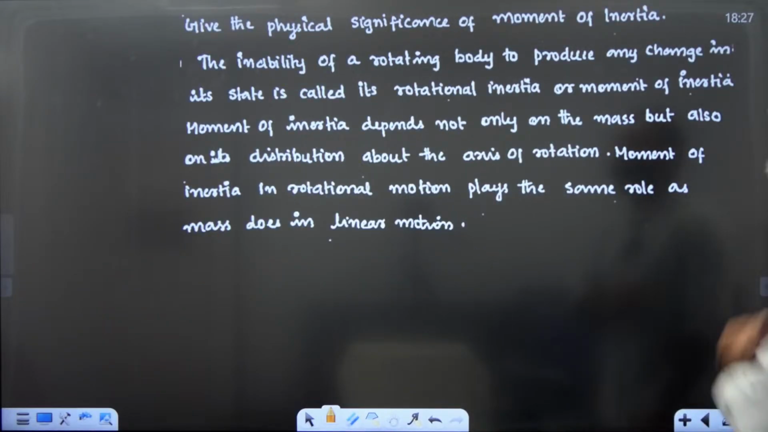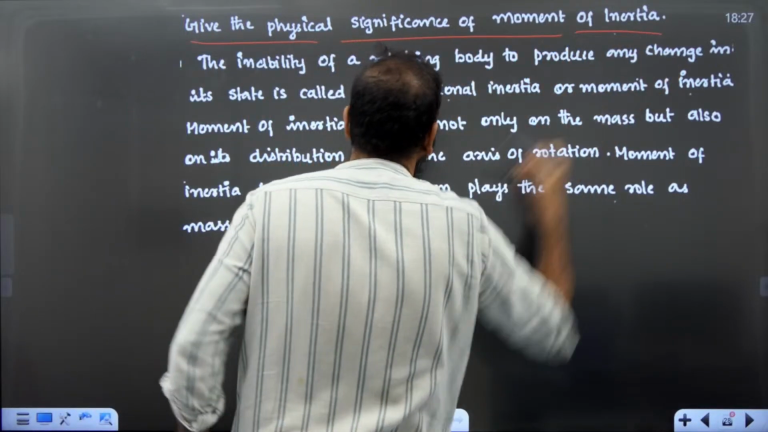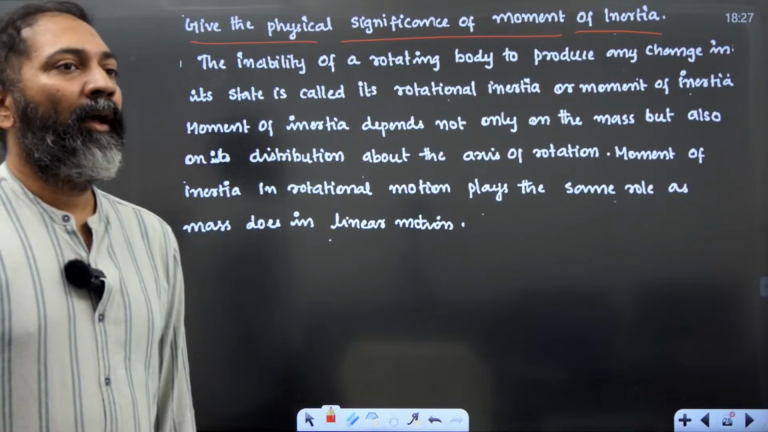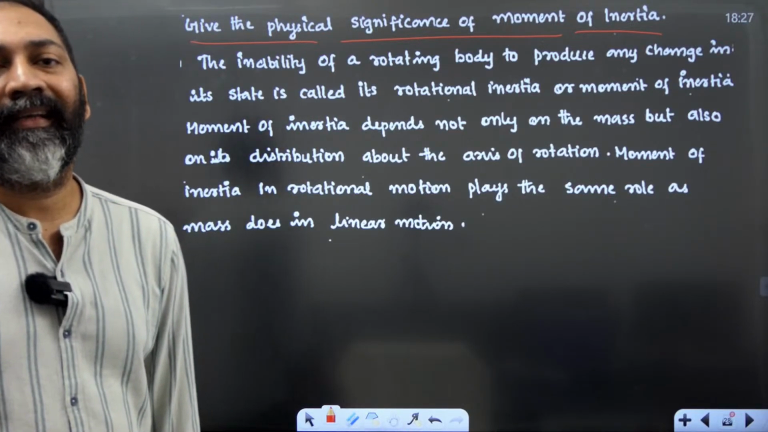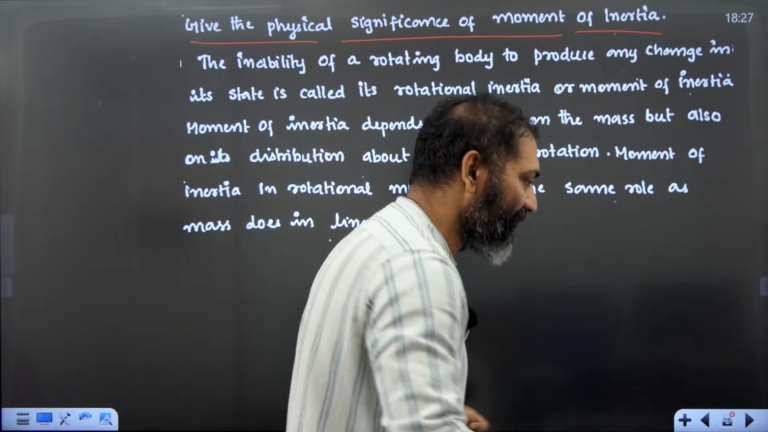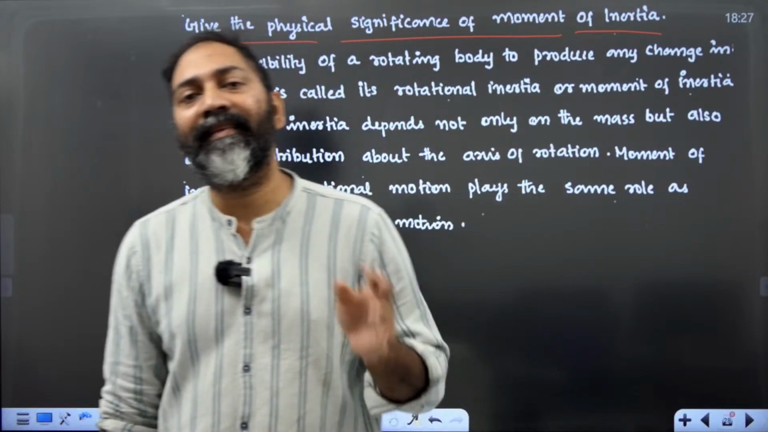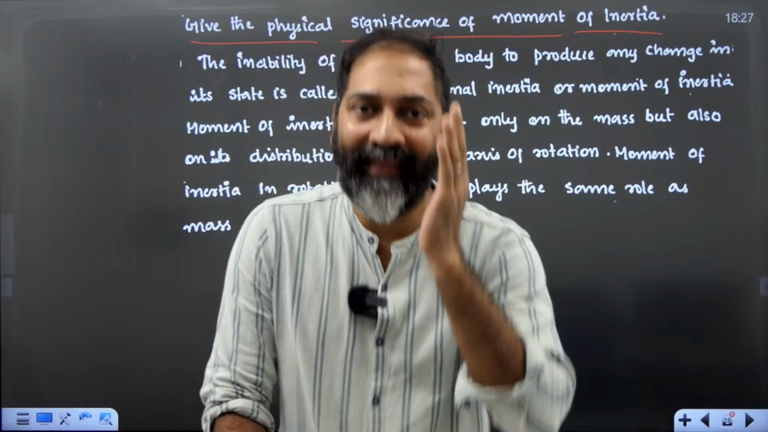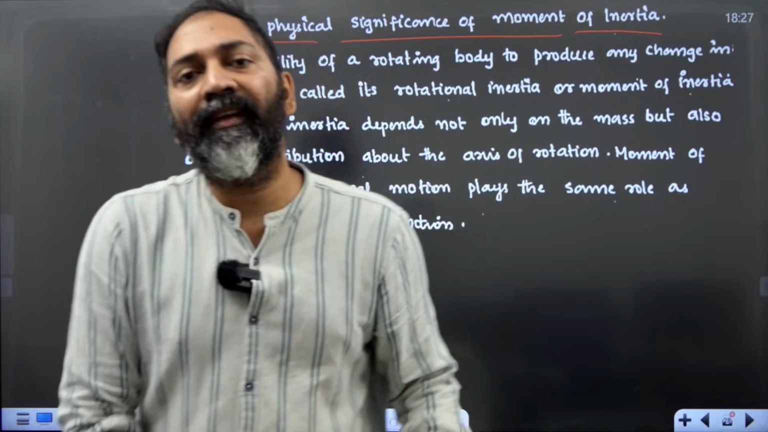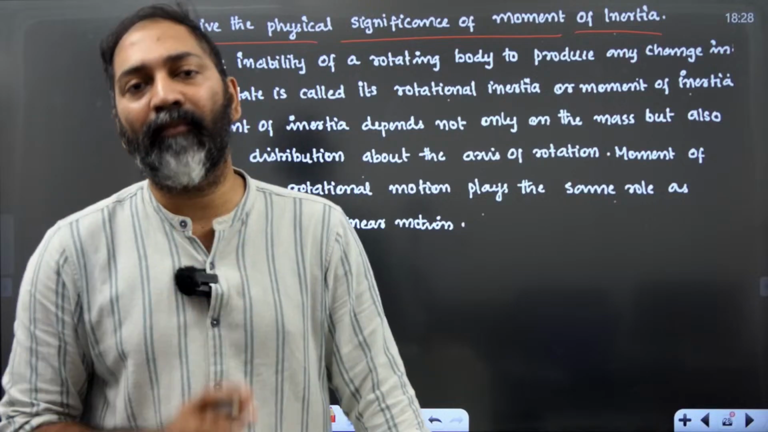Okay. Now, very important, what is the physical significance of moment of inertia? We know mass is what? Inertia. So if I am a heavy mass person, then I cannot change my direction easily, because mass is a form of inertia. Higher the mass, greater will be inertia. That is in linear motion or translatory motion.